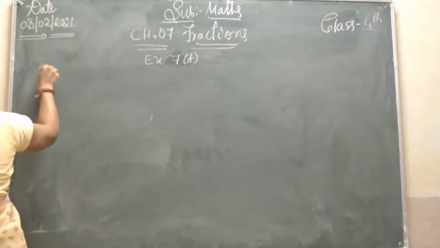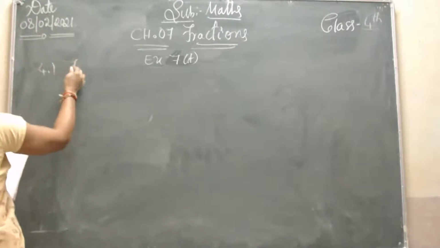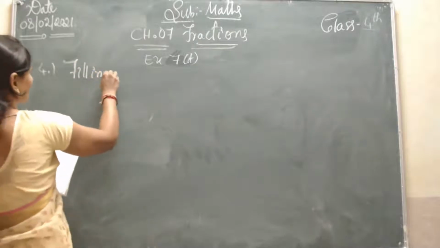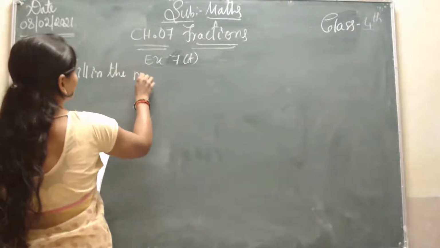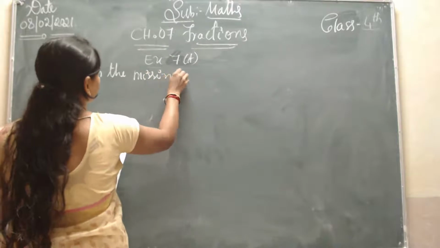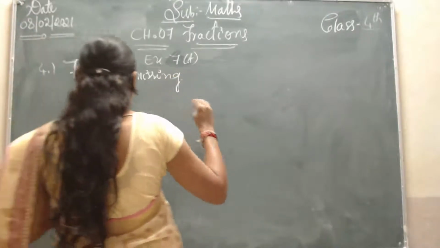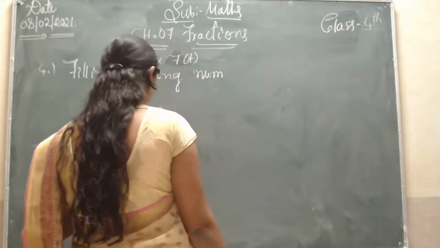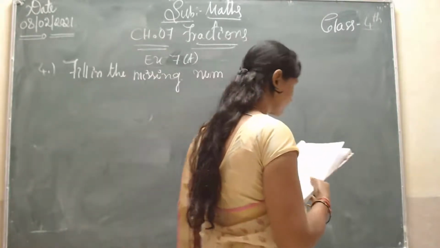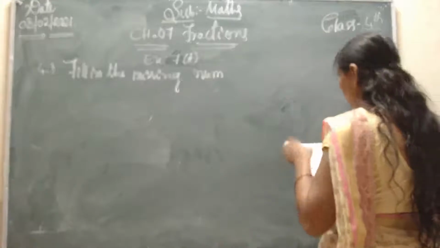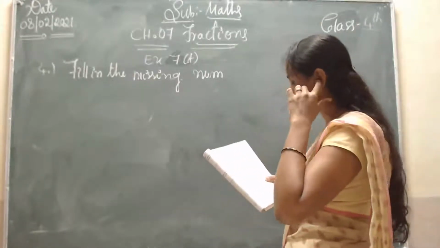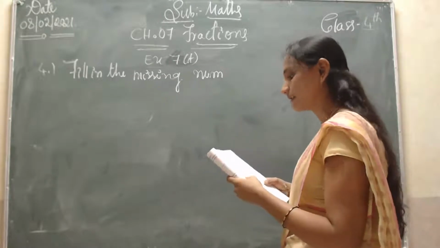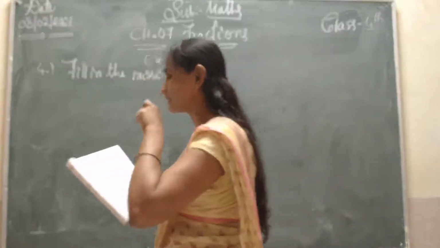In fourth main, fill in the missing number, students. Fill in the missing numerator and denominator. So we are given that missing numerator and denominator. First you have to see the questions. The first question is to find the missing number, the denominator. The next question is to find the missing number, the numerator.